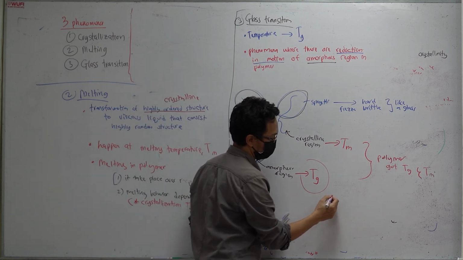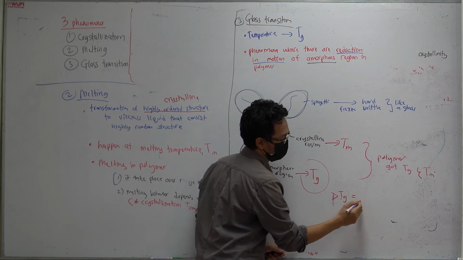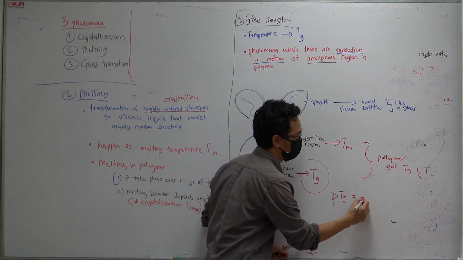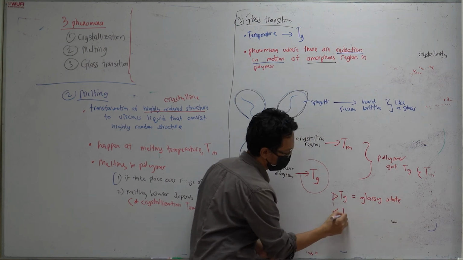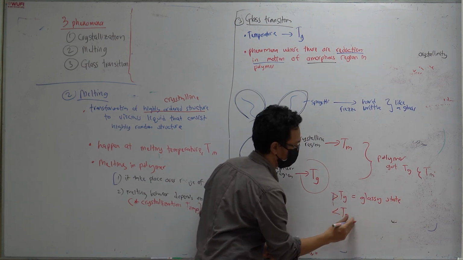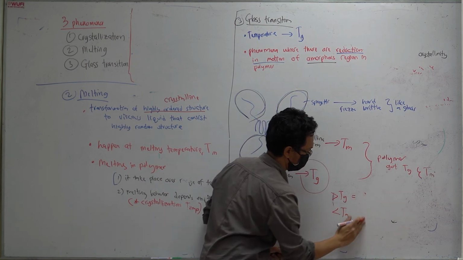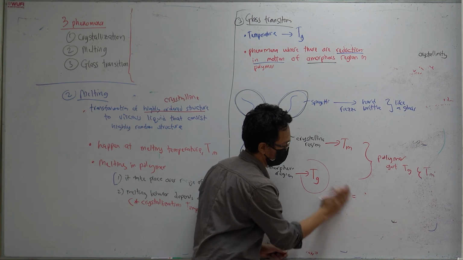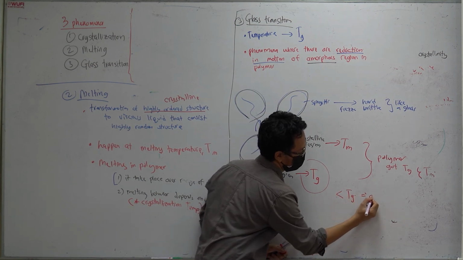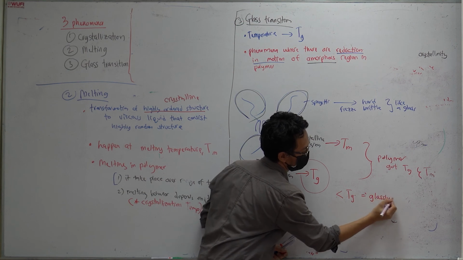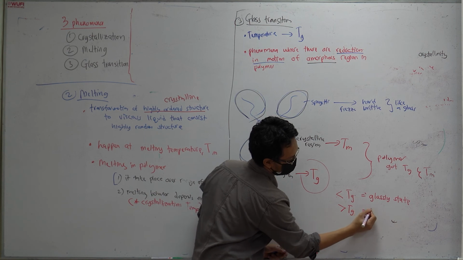Above TG, the polymer becomes glassy. We call it glassy state. Below TG, pula. Terbalik ni. Okay, above TG, below first. Below TG, it behaves like a glassy state. Above TG, rubbery state.